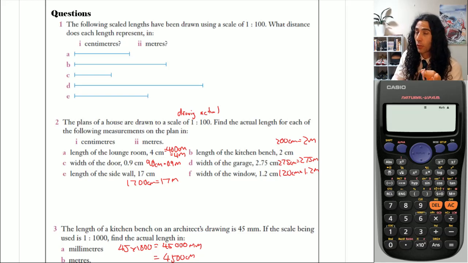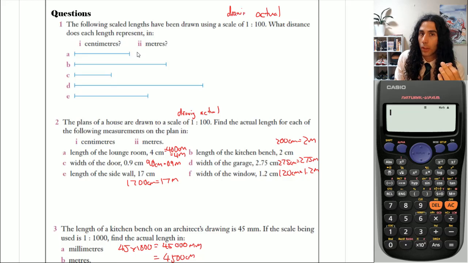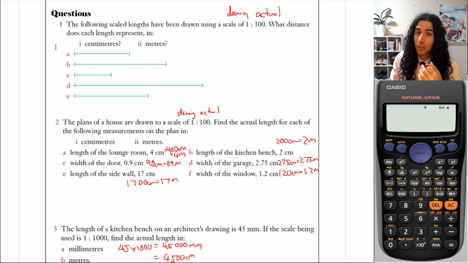Now, I don't have answers for the first one because you need a ruler for that one. So you measure it, and then take that measurement and multiply it by 100, because it's 100 times bigger than the drawing. That'll give you the answers in centimeters. And for meters, you're going to have to divide by 100. So if you had 350 centimeters, divide by 100, you get 3.5.